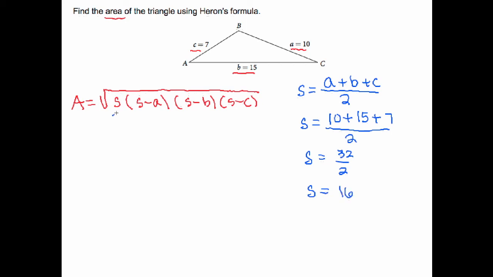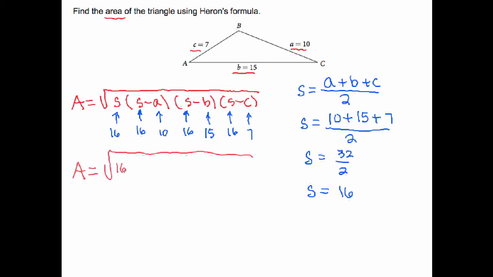So I'll make the substitutions. In place of S, I'll put a 16, and that will go in 4 locations. In place of A, I'll put what A is equal to, which is 10. I'll put what B is equal to, which is 15. And lastly, I'll put what C is equal to, which is 7. So here's my calculation. Area is going to be the square root of 16 times 16 minus 10 times 16 minus 15 times 16 minus 7.